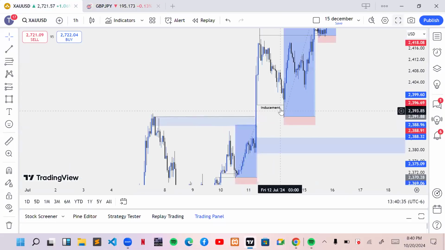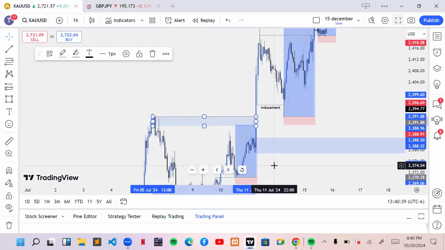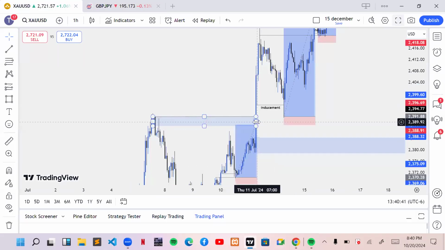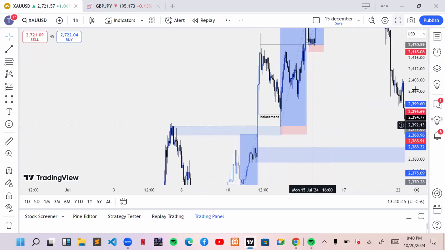Where is our liquidity? This inducement. Now between these two points of interest, the breaker block and the other block, which one is closest to liquidity? It is the breaker block. So that was why I took my entry off of this breaker block.